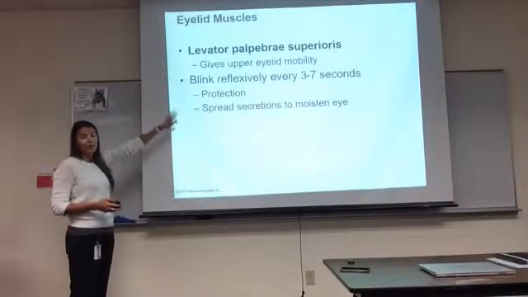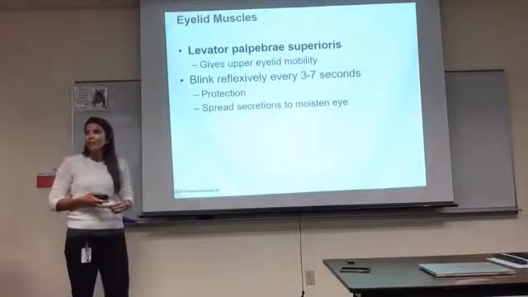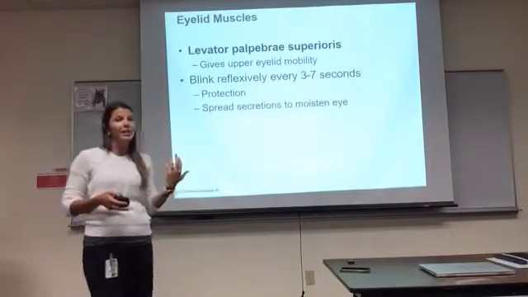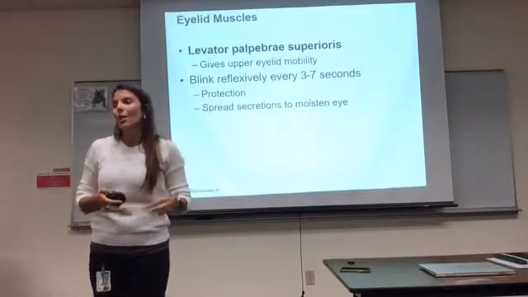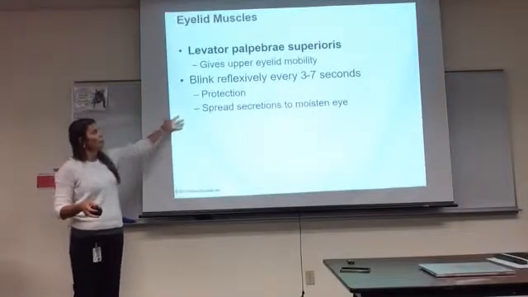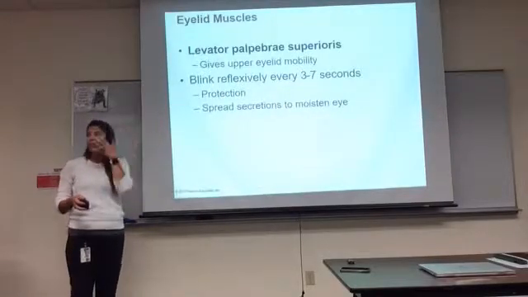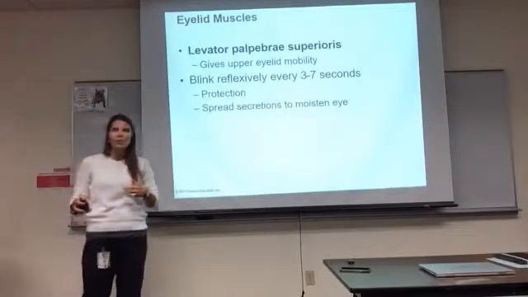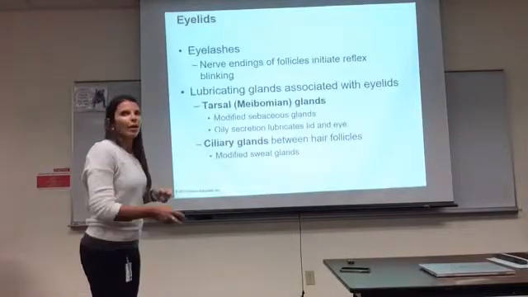You naturally blink reflexively every 3 to 7 seconds. As you age, you tend to blink less, and your eyes get drier, and we'll talk about that at the end when we talk about homeostatic imbalances. But the whole purpose of blinking also is to cleanse and keep any microbes from being on the surface of your eye. Keep that all nice and healthy.